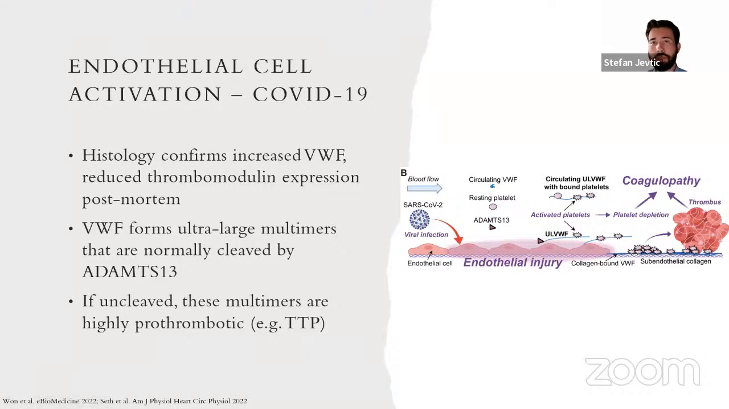We've seen this in TTP, and interestingly, several studies have shown that in COVID-19 patients, not only do you have increased multimers of von Willebrand factor, but you also have a moderately reduced level of ADAMTS13 activity. It's generally not as severe as what we would see in a TTP case where it's less than 10%, but generally hovering around the 30 to 50% mark, suggesting there's some reduction with COVID-19 infection. How that happens, it's not quite sure, but I'm sure there are studies underway currently investigating that.